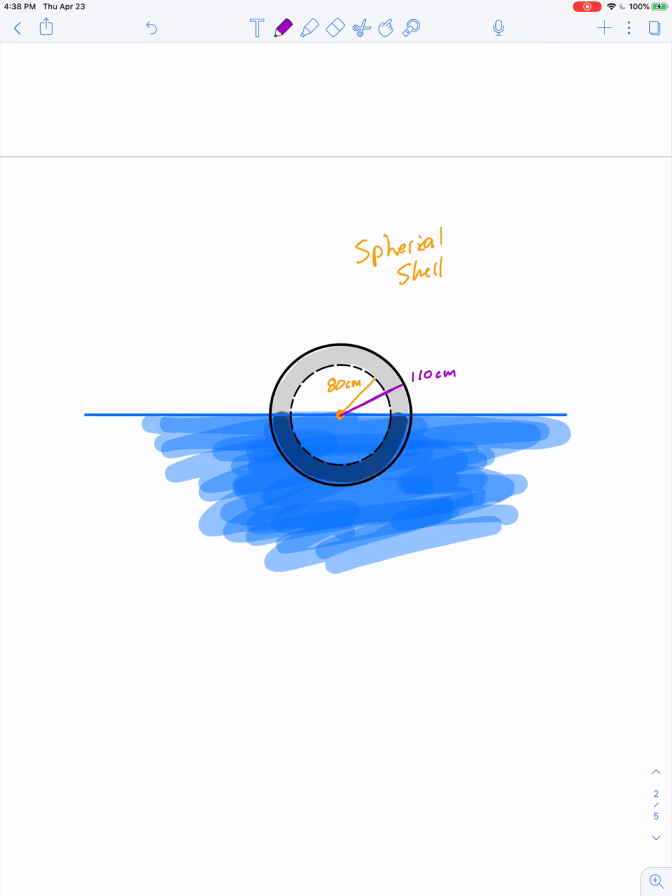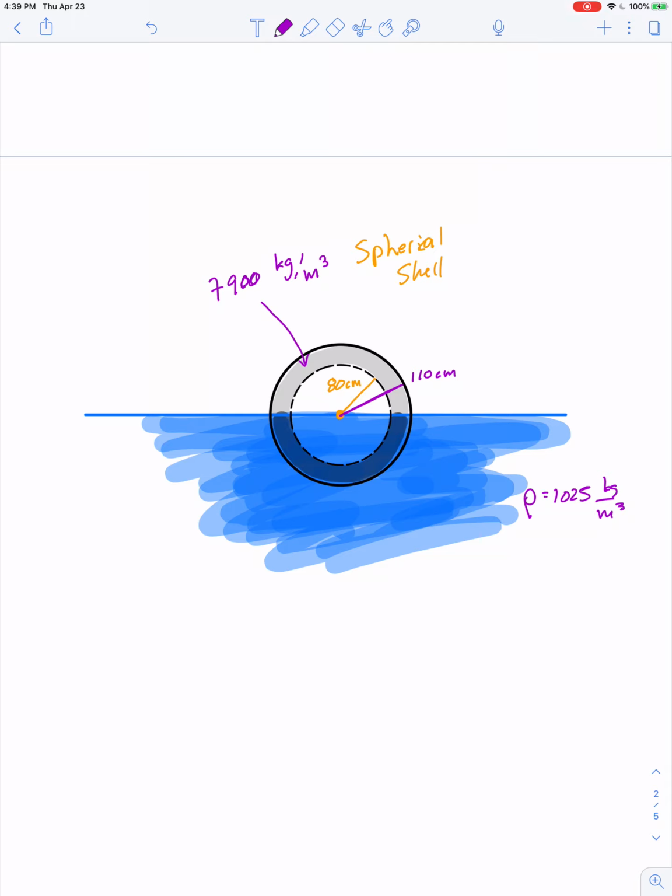And then we'll say it's made of some metal. I don't want to say exactly what, because I don't know if I have densities of metals off the top of my head, but maybe this is about 7,900 kilograms per cubic meter. Okay, there may be some metal with that density. And then it's sitting in seawater with a density of 1,025 kilograms per cubic meter.